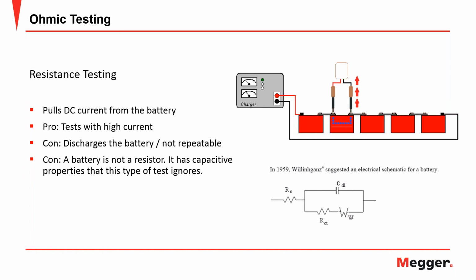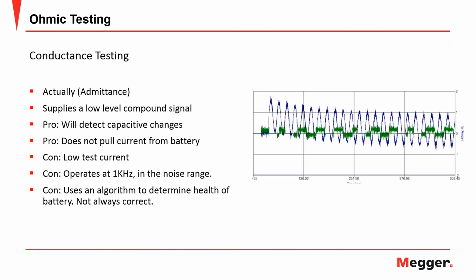Conductance testing. Conductance is the reciprocal of resistance. However, they're actually doing admittance. They are doing an AC test, but what they're sending in is a compound signal that is very low level. The pro to this is it will detect capacitive changes in batteries, and it doesn't pull back current from the battery. The con is it's a very low test current.